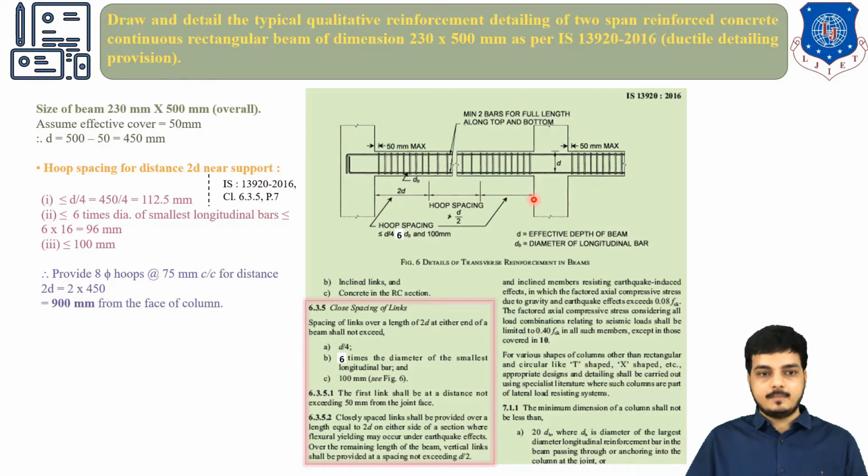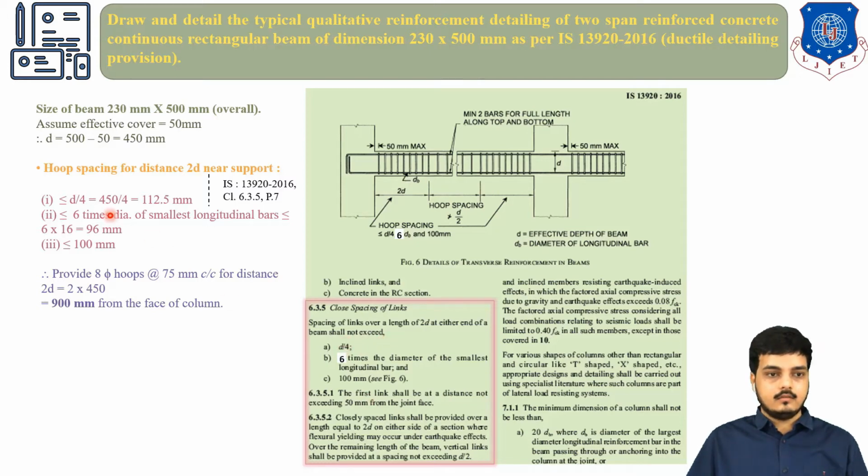Now look, this is my beam, this is my clear span. So I will be focusing on this stirrup. Up to distance 2D, what are the requirements? Here it is given: spacing of the link over the length 2D, either end of the beam, shall not exceed these criteria. Either end of the beam means this is my beam, near the face of the column, up to distance 2D from both sides, the spacing should not exceed.